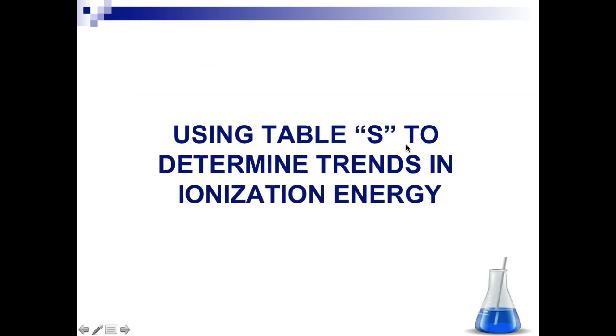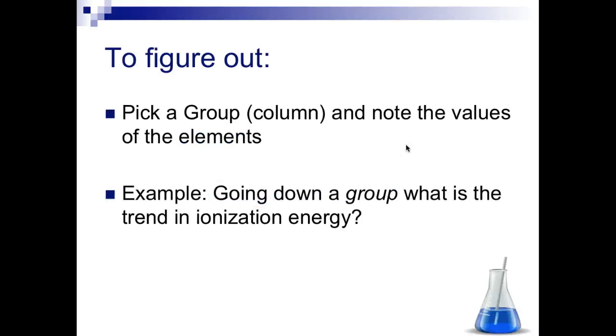So how can we use table S to determine the trend in ionization energy? We did this with atomic radius, and we're going to do it with electronegativity, which is the next trend. So let's do this step by step. To figure it out, you're going to pick a group or a column and note the values of the elements. So what would this look like in a problem? Going down a group, what is the trend in ionization energy?